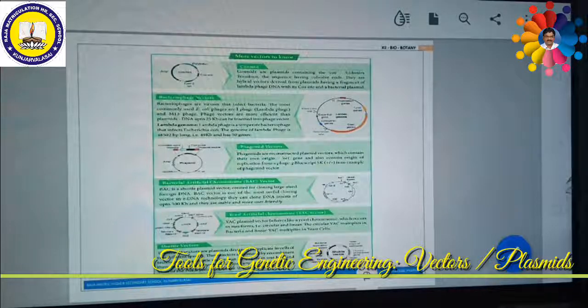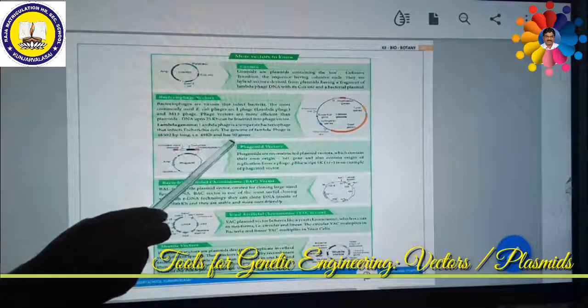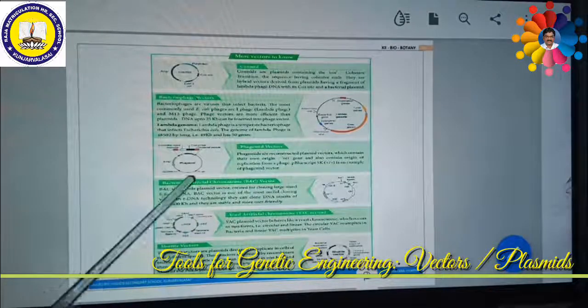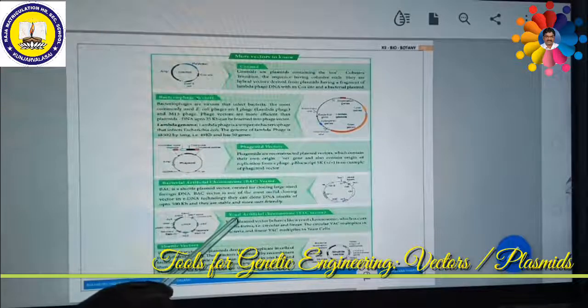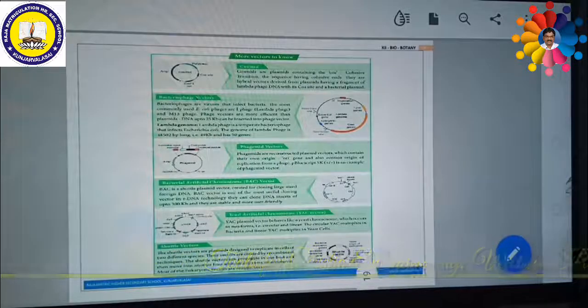Similarly, the yeast artificial chromosome. We have the artificial virus vector, the artificial bacterial vector. Similarly, the fungus vector, the yeast artificial chromosome vector. This is called the YAC vector. This is also synthesized in the laboratory. The YAC plasmid vector behaves like a yeast chromosome. That is why it is called the yeast artificial chromosome vector, which occurs in two forms.